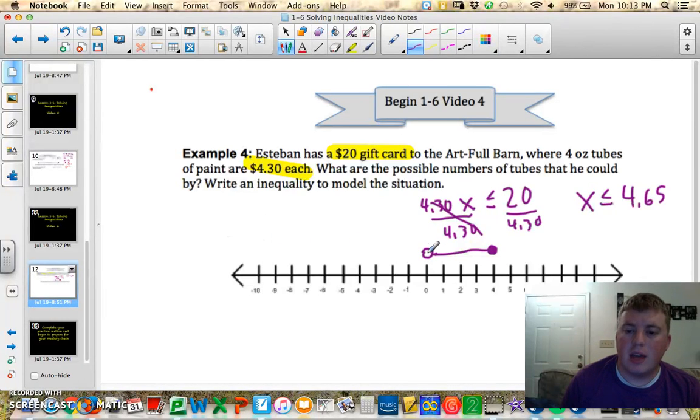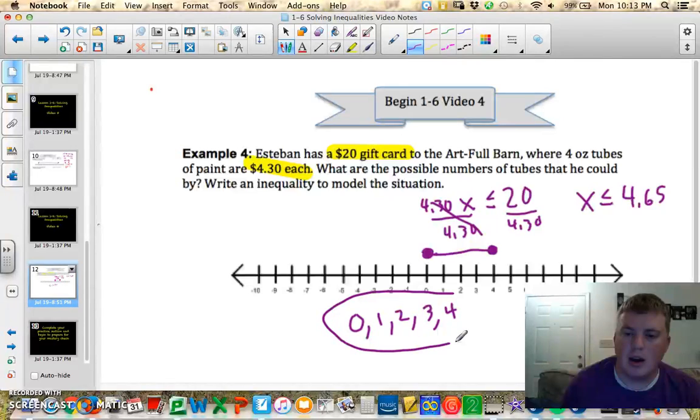Now, if you think about it, he could go in, not find the paint he was looking for, and buy 0. So we're going to go ahead and fill that in. But we know he can't buy more than 4 either. So the number of tubes of paint that he can buy is 0. He could buy 1 and have some leftover money on his gift card. He could buy 2 and have some leftover money. He could buy 3. And he could buy 4. So that would be our number here, and our inequality is up here.